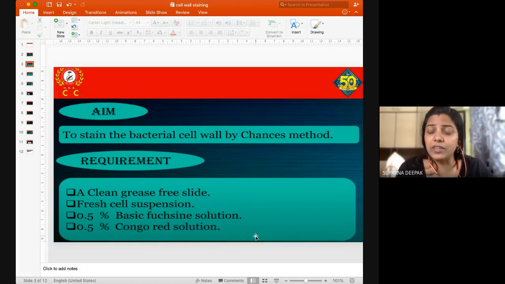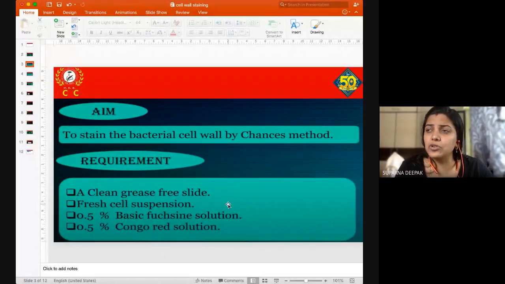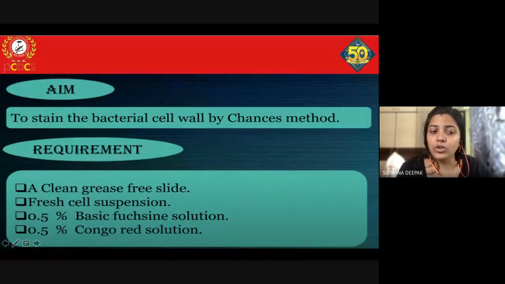Staining is one of the very, very important parts of biotechnology or microbiology, whatever you are doing, or cell biology. So a fresh cell suspension is required. What is a cell suspension? The microorganisms or colonies are taken into a saline suspension. Saline is an isotonic solution. Isotonic means it will have the same amount of salt as is present inside the cells. So what happens in the case of a hypotonic solution? Hypo means less salt.